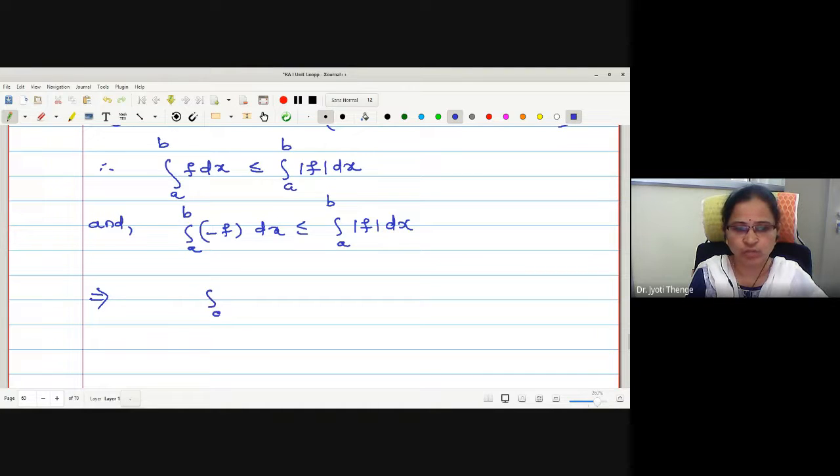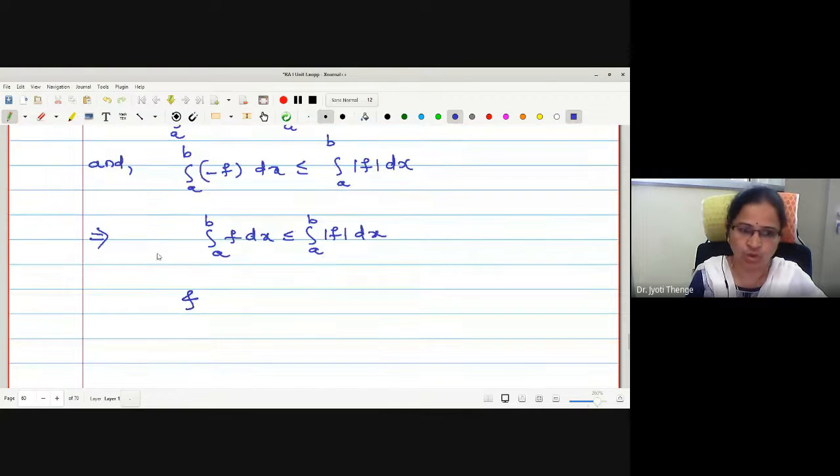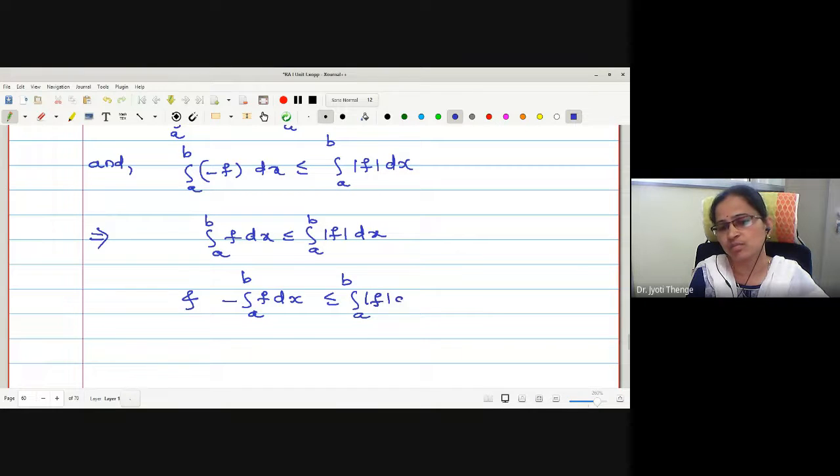If I can write both the statements again: integration a to b f dx is less than or equal to integration a to b mod f dx. And taking this negative out, can I write negative integration a to b f dx is less than or equal to integration a to b mod f dx? If the statement we have proved is of the form x less than or equal to a and minus x less than or equal to a, for combining both, one can write mod x is less than or equal to a.